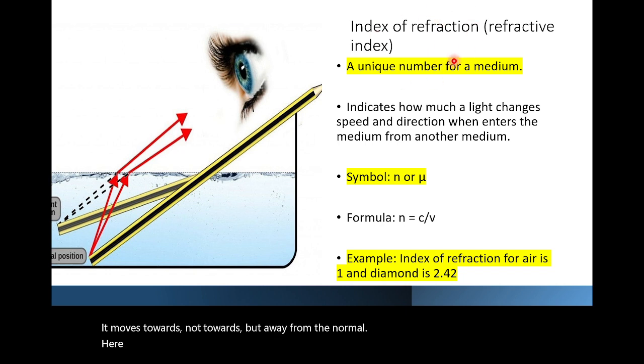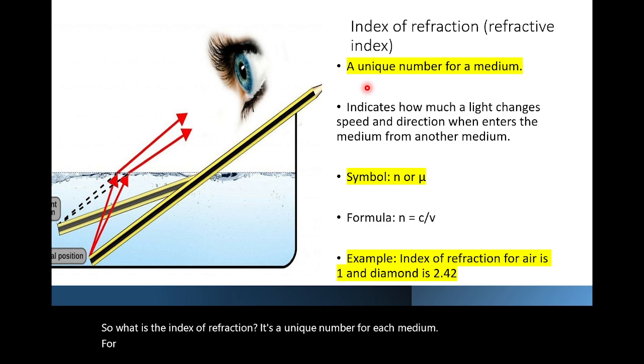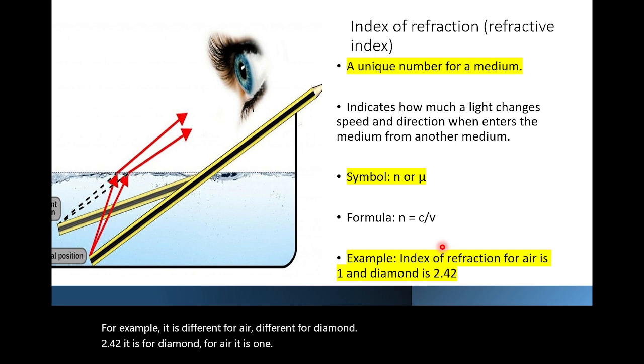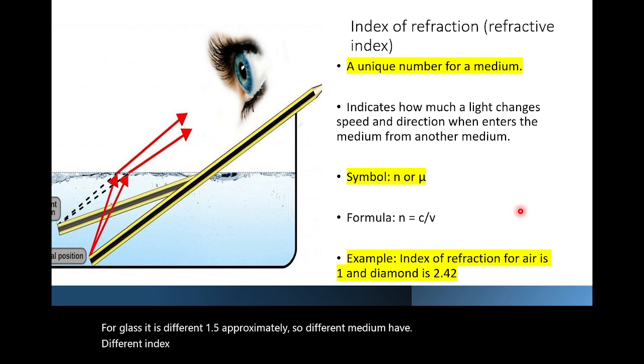Here is index of refraction, the next topic of the video, which is also called refractive index. Two different names, but the same thing. So what is index of refraction? It's a unique number for each medium. For example, it is different for air, different for diamond: 2.42 for diamond. For air, it is 1. For glass, it is different, approximately 1.5. So different media have different indices of refraction.